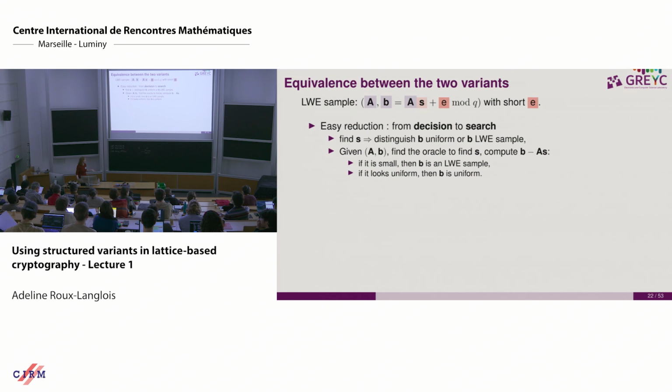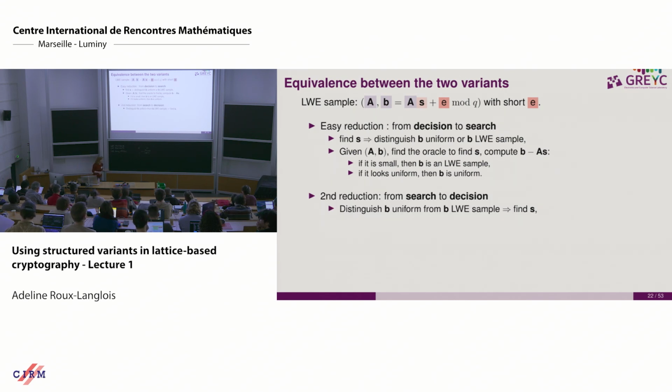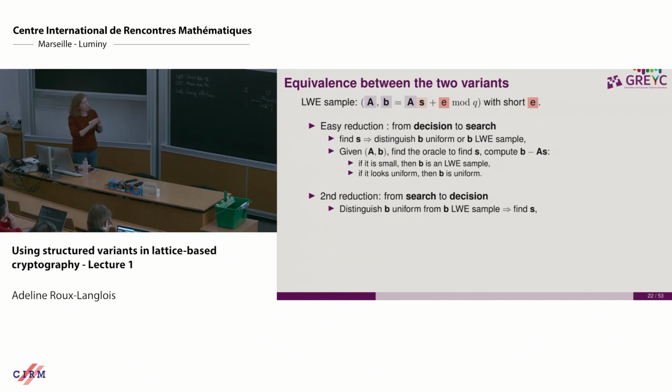But I also have the other direction. And it's very interesting because we don't have that for all hard problems. Like if you know about, for example, the discrete log, the computational Diffie-Hellman and the decisional Diffie-Hellman, you know that you don't have the equivalence between CDH and DDH. So the other way: if I know how to distinguish between a uniform sample and an LWE sample, I will be able to find the secret.